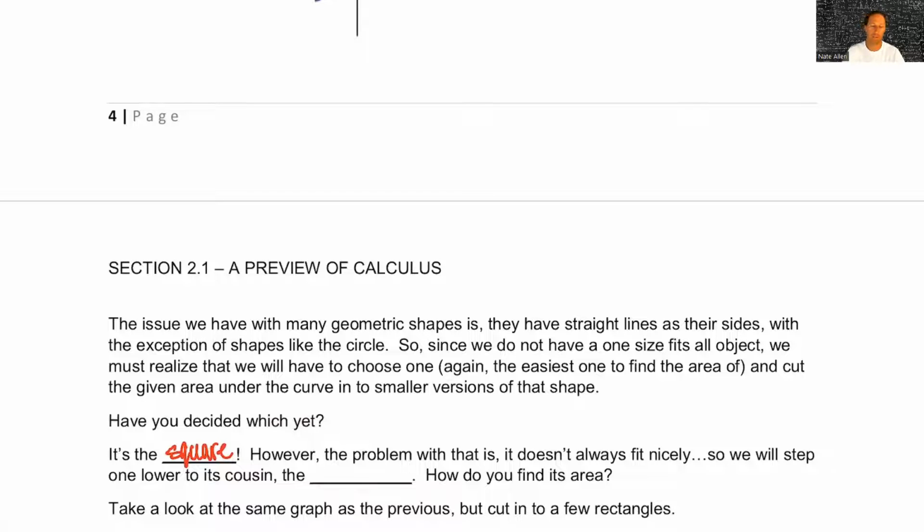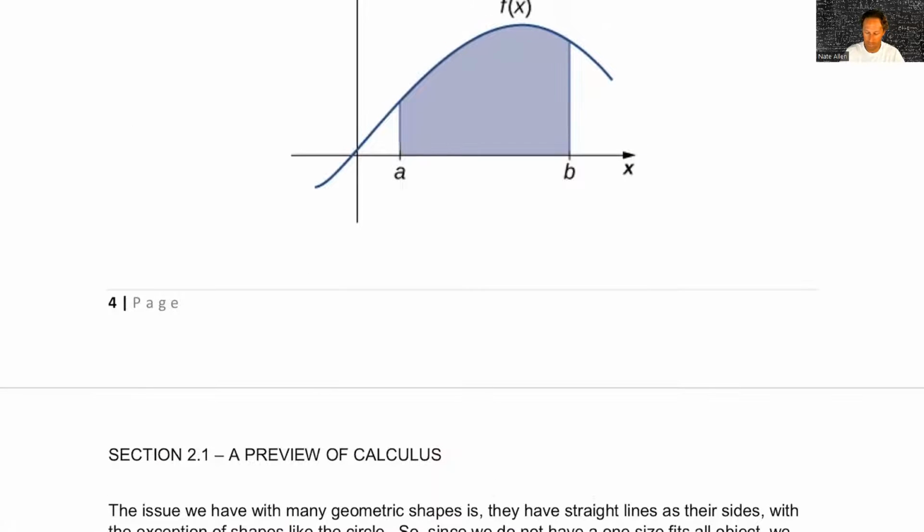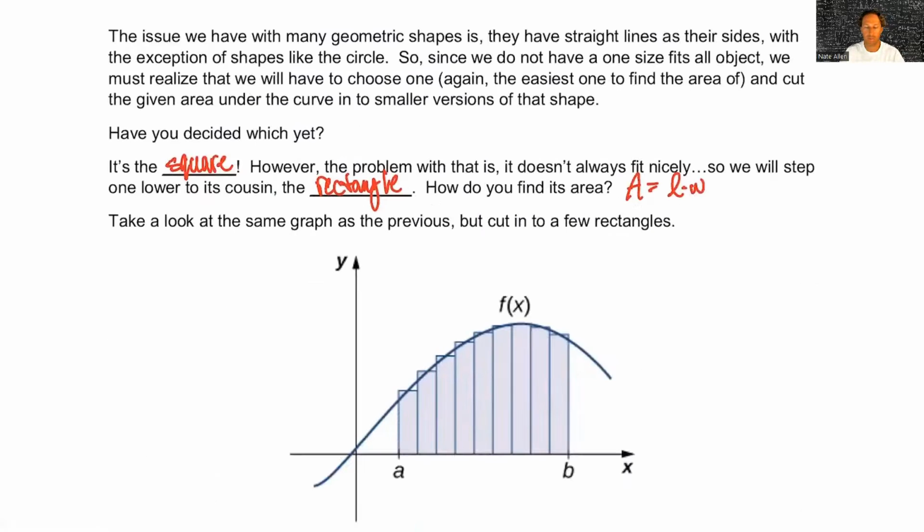So what we're going to use is what I like to say is its cousin, a different kind of square stretched in one direction. We call it the rectangle. That's the next best thing. And you know how to find the area of a rectangle. It's just length times width or base times height. So let's go look at this graph again, but let's form a bunch of rectangles. Now I said a bunch, how many? Well, it's actually up to you.